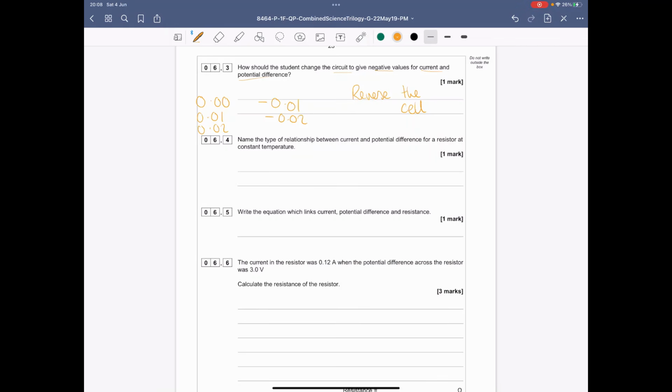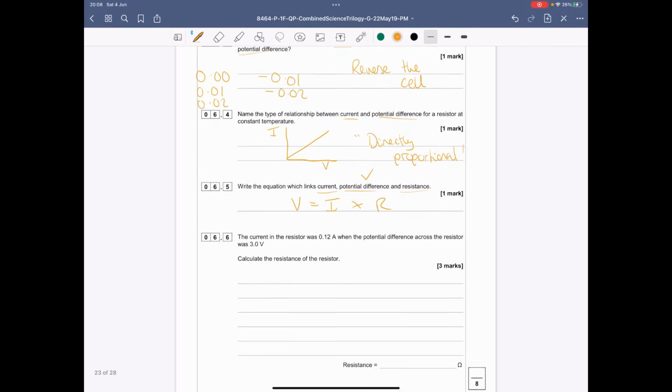Name the type of relationship between current and potential difference for a resistor at a constant temperature. So this is one of the voltage current graphs you need to know, and that is if you've got voltage and you've got current, if one doubles, the other doubles. So you would say it is directly proportional. Write the equation that links current, potential difference and resistance. So potential difference, remember, is your other word for voltage. So it's V equals I times R, which is just one of the equations you need to know.